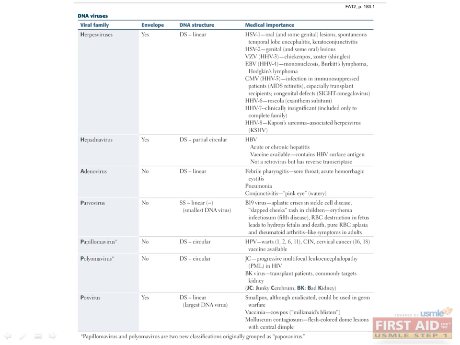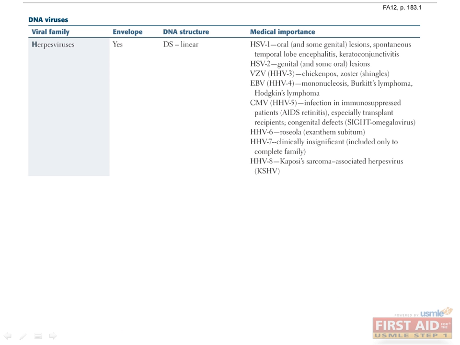The DNA viruses include herpesvirus, hepadnavirus, adenovirus, parvovirus, papillomavirus, polyomavirus, and poxvirus. Herpesvirus is a family of viruses that include HSV1, HSV2, VZV, EBV, CMV, HHV6, HHV7, and HHV8.